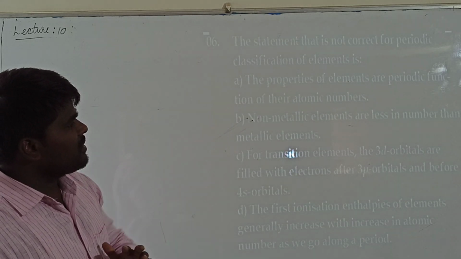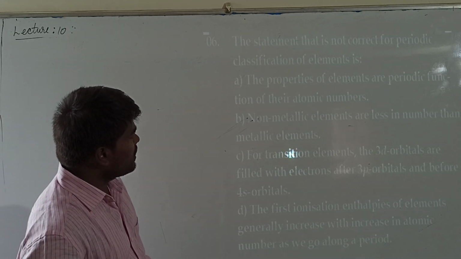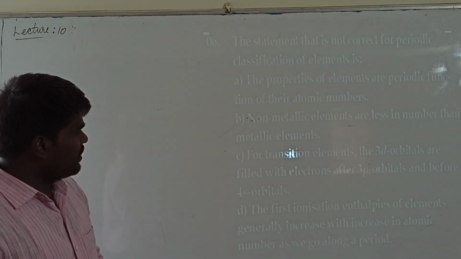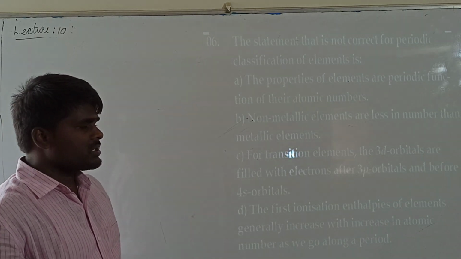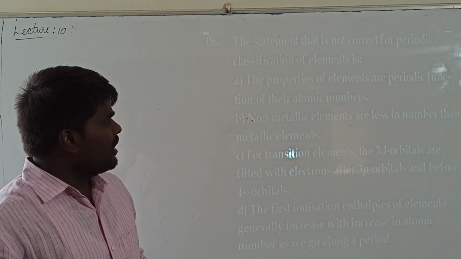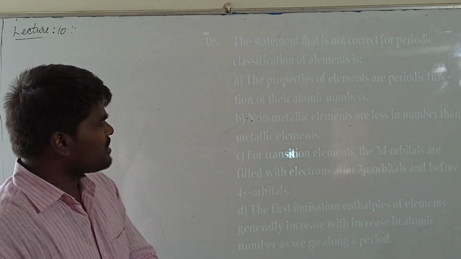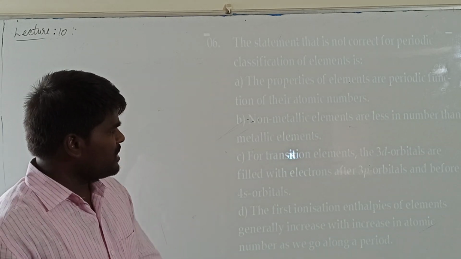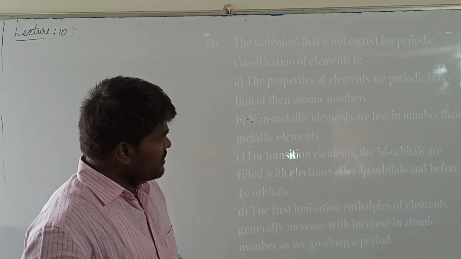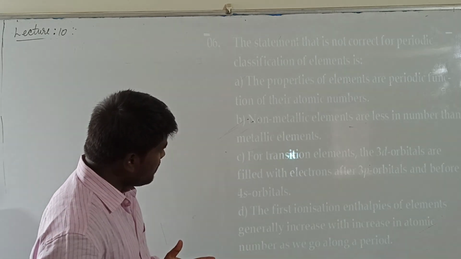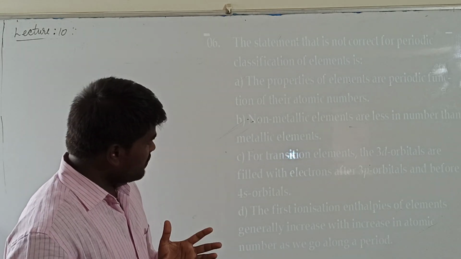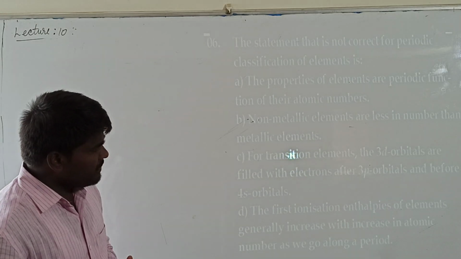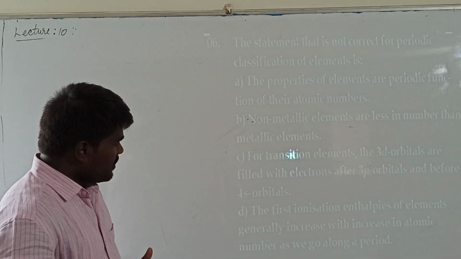The properties of elements are periodic function of their atomic number. Non-metallic elements are less in number than the metallic elements. This is also a correct statement, because in the periodic table up to 75% elements are metals and the rest of them are non-metals, so the number of non-metals is comparatively less than the metals. For transition elements, the 3d orbitals are filled with electrons after 3p and before 4s.